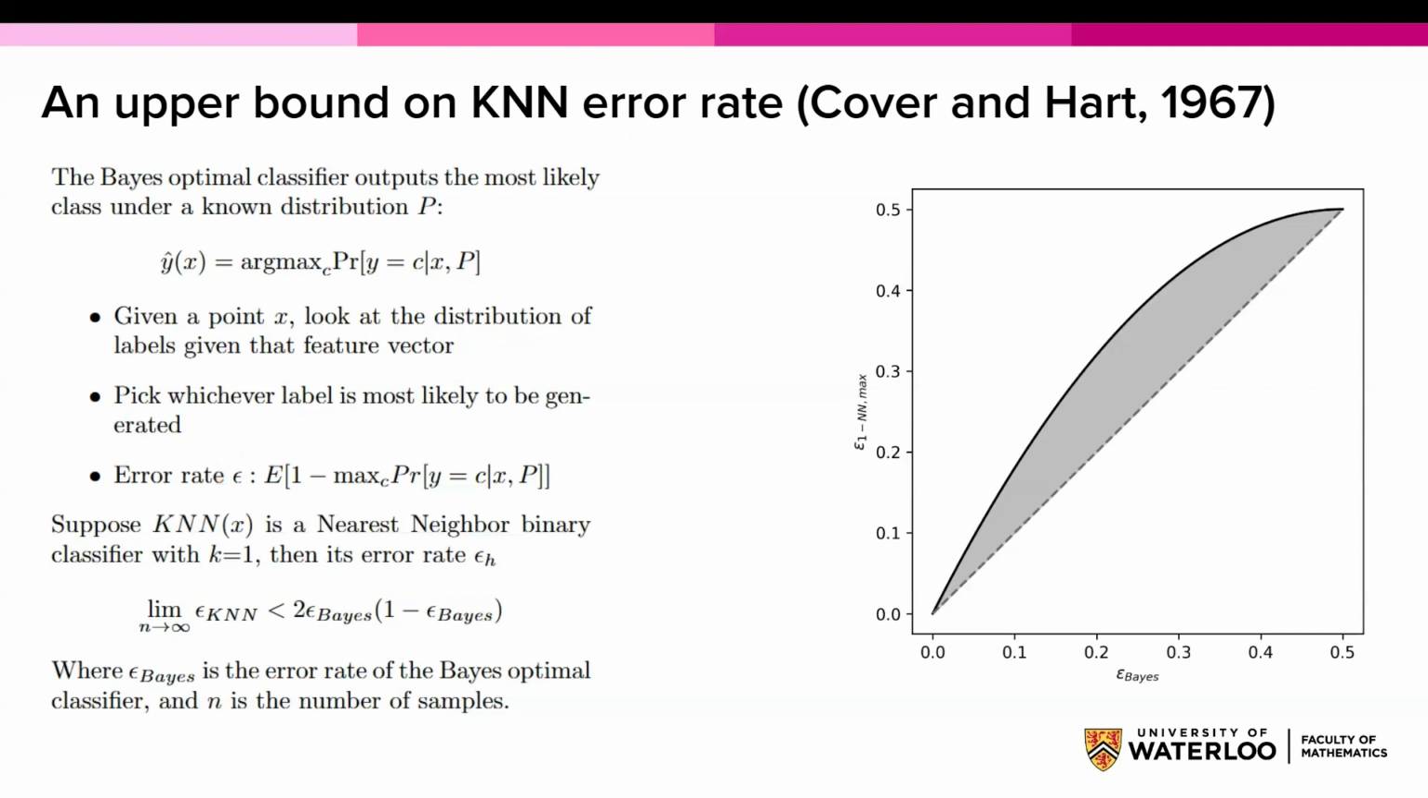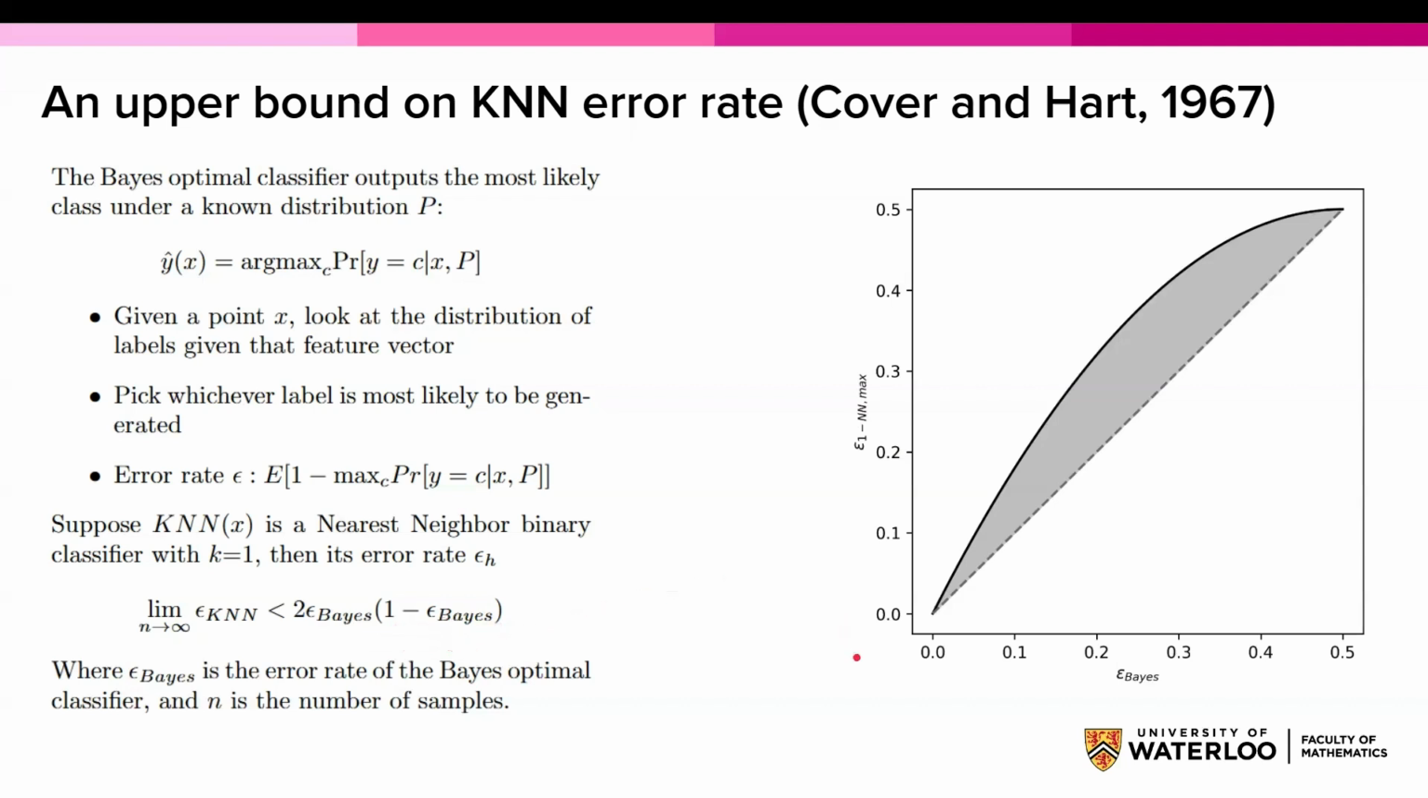Yeah, so the Bayes classifier is the theoretical upper limit on accuracy. No other classifier can achieve a lower error rate than that. A fundamental theorem concerning KNN is due to Cover and Hart. Their theorem tells us that in the limit of an infinite number of samples, the error rate of one nearest neighbor is bounded by twice the Bayes error rate, adjusted by a factor involving the Bayes error rate.